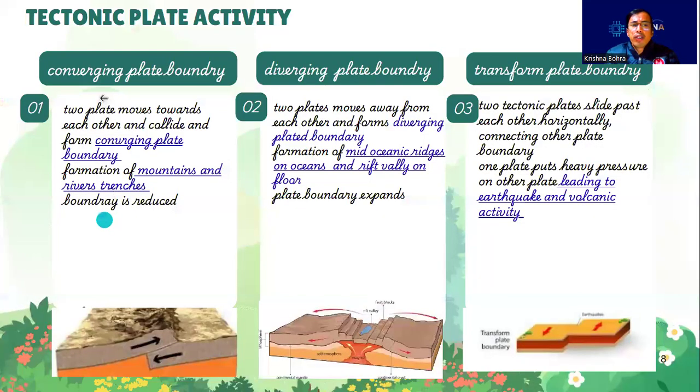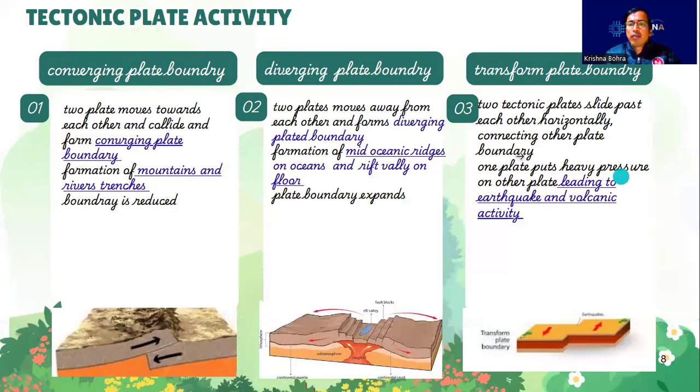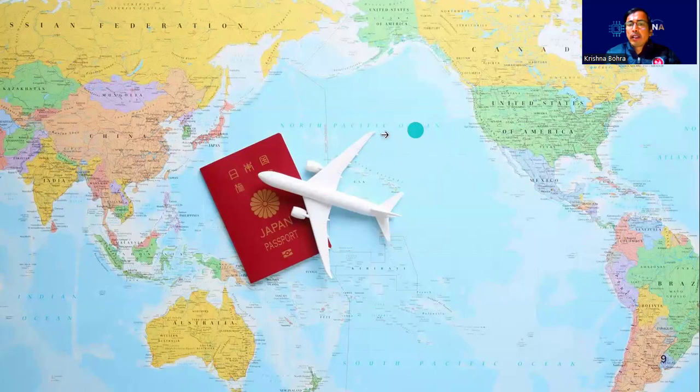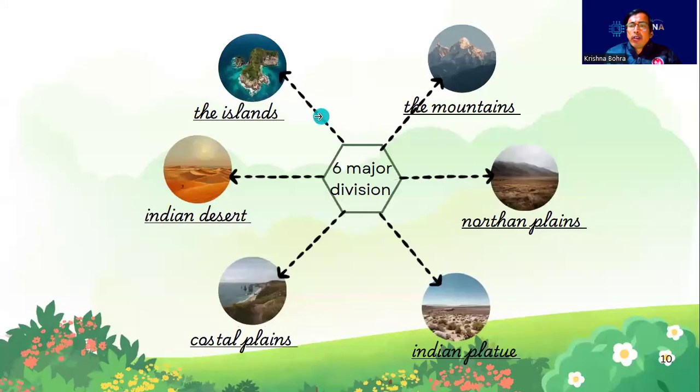And due to the converging plate boundary, the formation of mountains, especially in case of India, the Himalaya took place. And you can also observe some of the other mountain regions in the world like Alps, Appalachian, etc. We have understood what plate tectonics are and what the driving forces are for the formation of different physical features.